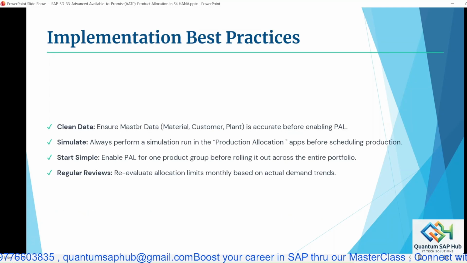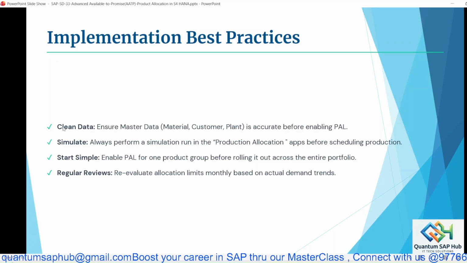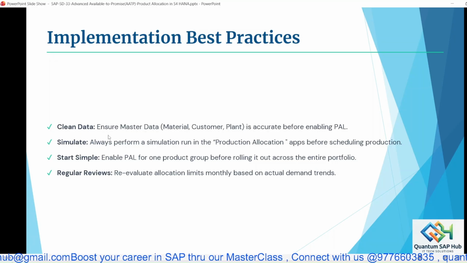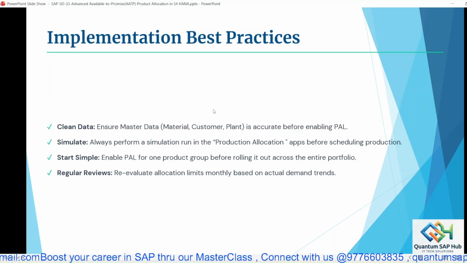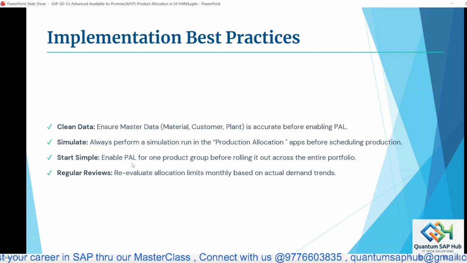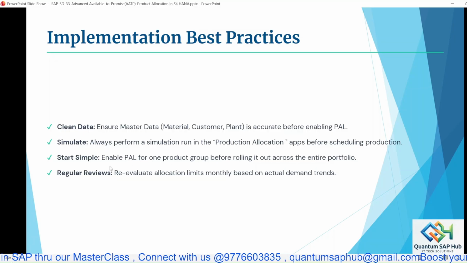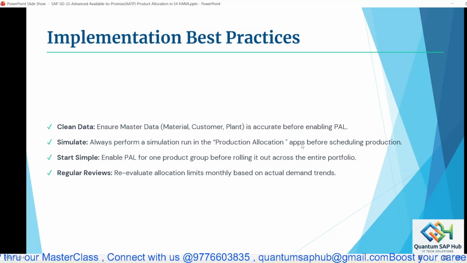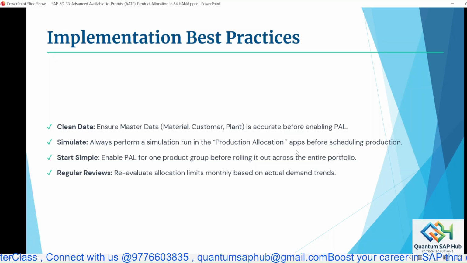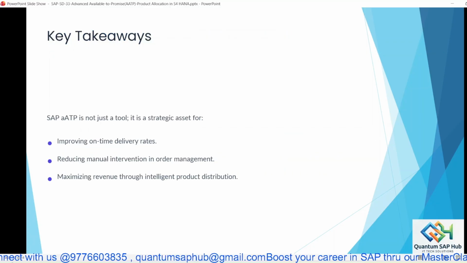For implementation, keep the master data clean. Ensure that master data is accurate before enabling PAL, and always perform a simulation run. Go for a simulation run in the product allocation apps before scheduling the production. And also start simple, in the sense that you go for one product group before rolling out across the entire portfolio. Reevaluate allocation limits monthly based upon the actual consumption rates.